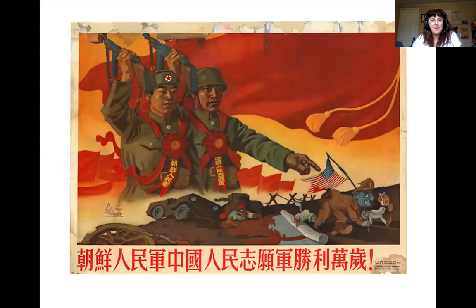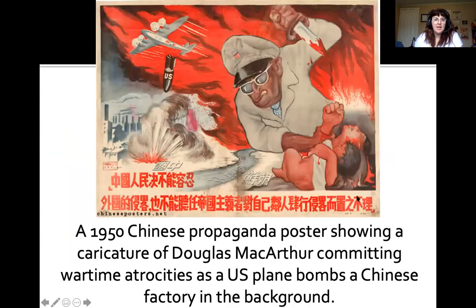So here's just some propaganda. You can see here, this is supposed to be MacArthur running from the Chinese soldiers. More specifically, this is a Chinese propaganda poster showing a caricature of Douglas MacArthur committing atrocities as a US plane bombs a Chinese factory in the background. So this is basically trying to get Chinese support for the North Koreans.